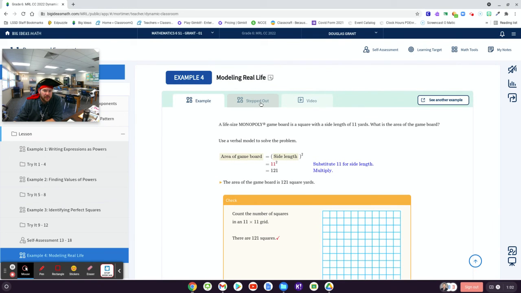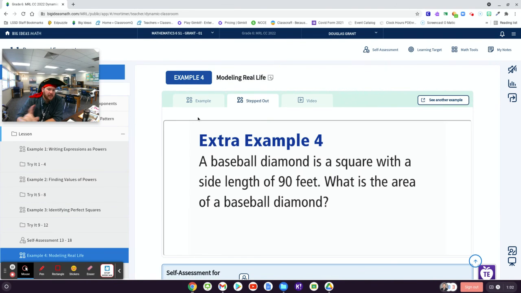Now your example, good luck on this one. A baseball diamond is a square with a side length of 90 feet. What is the area of the baseball diamond? This one is 90 squared, and 90 times 90 is 8,100 square feet. And just a reminder, area is always square units.